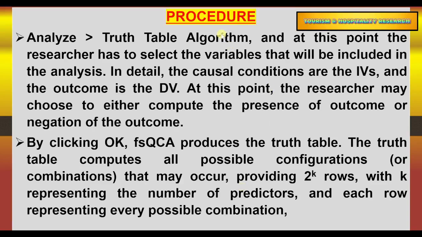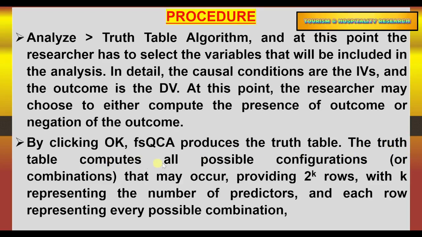The procedure to conduct the truth table algorithm is you go to analyze in fsQCA software, go to the truth table algorithm, and at this point the researcher has to select the variables that will be included in the analysis. In detail, the causal conditions are the independent variables and the outcome is the dependent variable. At this point, the researcher may choose to either compute the presence of the outcome or negate the presence of the outcome. By clicking OK, fsQCA software will produce the truth table.